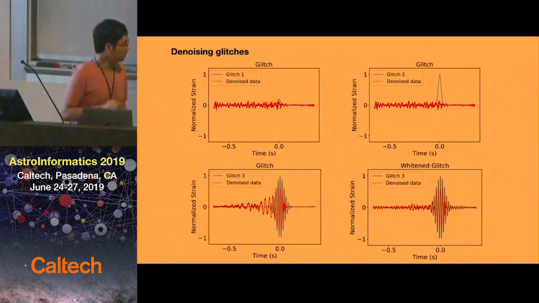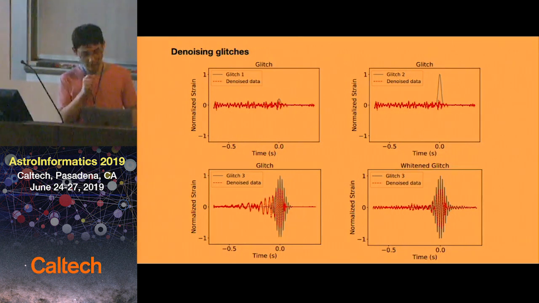And things get more interesting when we consider sine Gaussian glitch. So on the lower left panel is our reconstruction and the ground truth glitch. So in this case, the glitch is a sine Gaussian glitch, and we also consider the whitened version of those two templates. So as you can see, if we look at the whitened version of the reconstruction, we can see that our algorithm can actually reconstruct the phase pretty well.